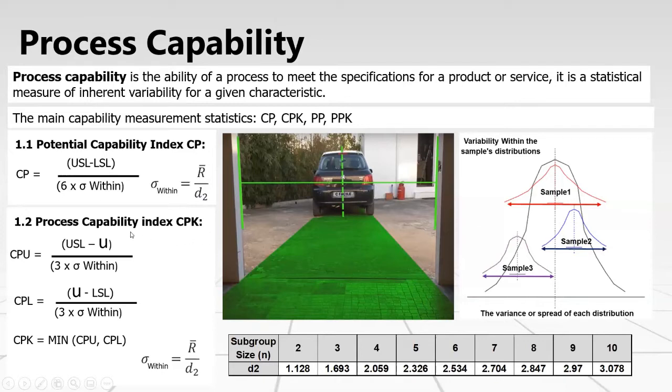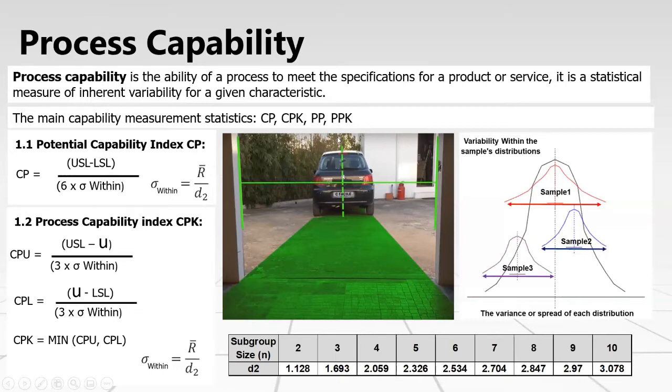The second statistics measure for measuring the process capability is known to be the process capability index, the CPK. And the CPK is got by the minimum value out of the CPU and the CPL, where the CPU is the process capability for the upper limit, and it is calculated by the upper specification limit minus the mean divided by 3 multiplied with the standard deviation within.